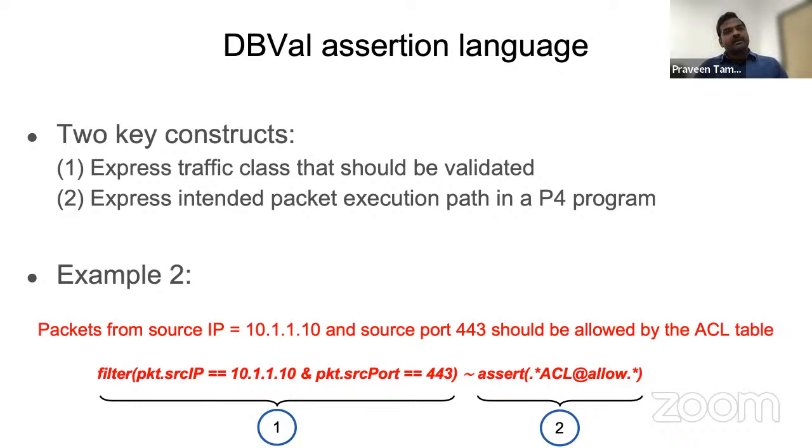All the traffic that is coming out of that server should always be encrypted. In other words, the source port should be 443, and the encrypted traffic should be allowed by the ACL table. Similarly, you could filter the traffic based on IP and the source port, followed by the path it should take in terms of table and the action that it should execute.